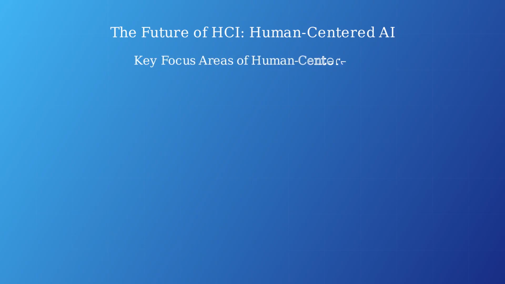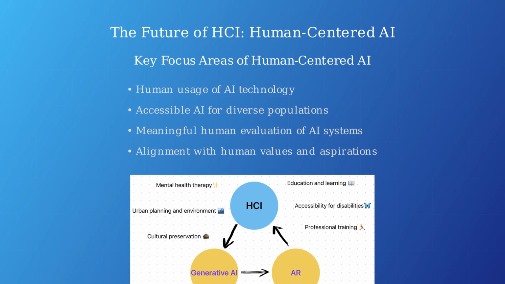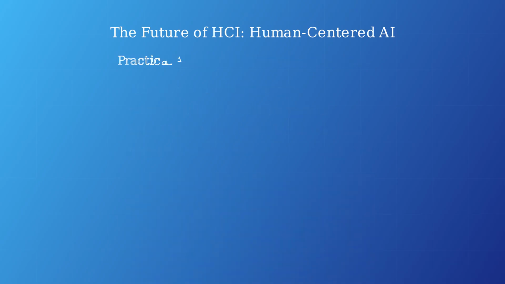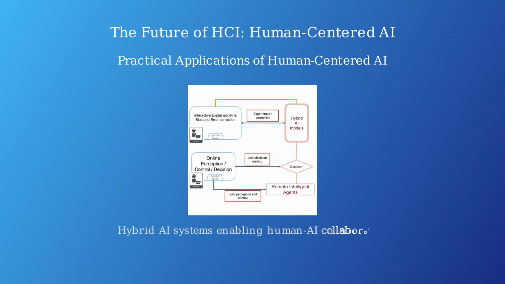Human-centered AI focuses on optimizing how humans use AI, making AI accessible to diverse populations, enabling meaningful human evaluation of AI systems, and ensuring alignment with human values. One practical implementation is hybrid AI systems where humans and AI collaborate. These systems enable joint decision-making and allow for human correction of AI errors, ensuring more ethical and effective outcomes.